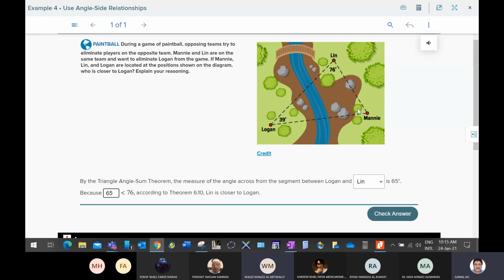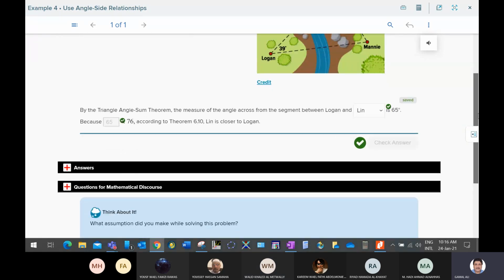You know why? This is 65. This is 76. So the smallest angle, this angle is 65, so the opposite side is shorter than that side. Shorter means closer. So Len is closer to Logan than Manny. Check your answer. Okay.